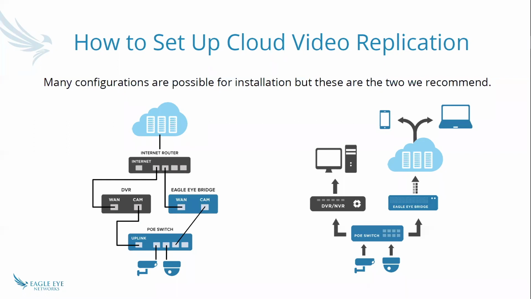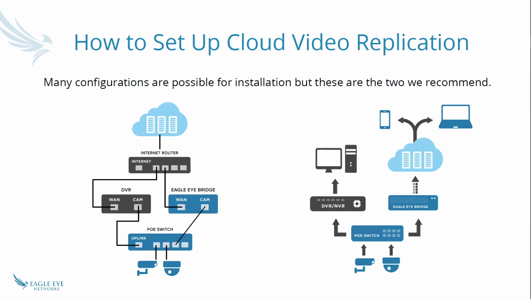We've essentially only introduced a router between the connection of the Eagle Eye bridge or the existing DVR, NVR and the internet. So we can work with an existing network topology that includes something like a security-only VLAN. We can configure our WAN network interface on the Eagle Eye bridge to be either static or DHCP client.